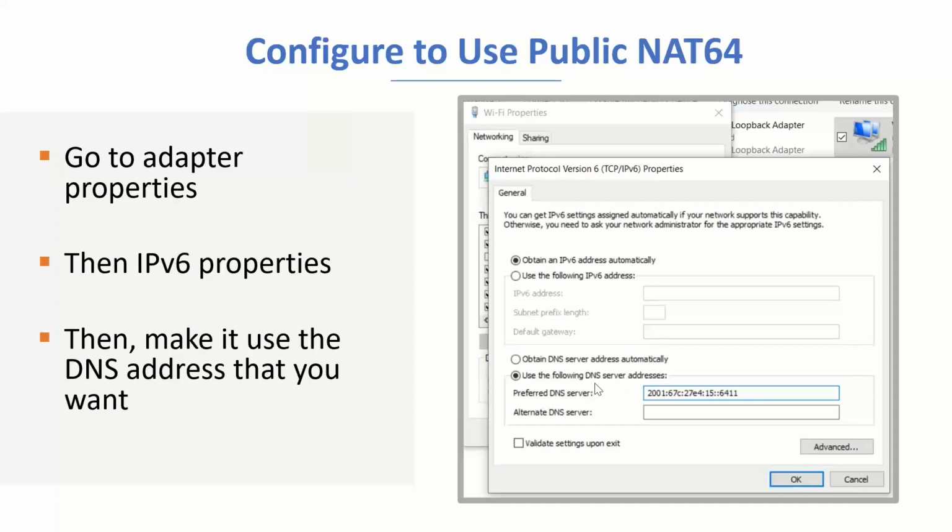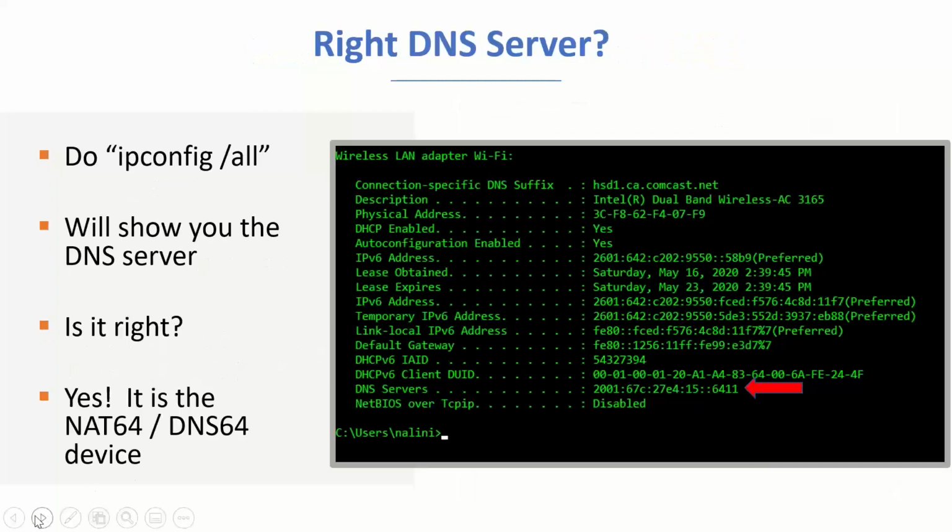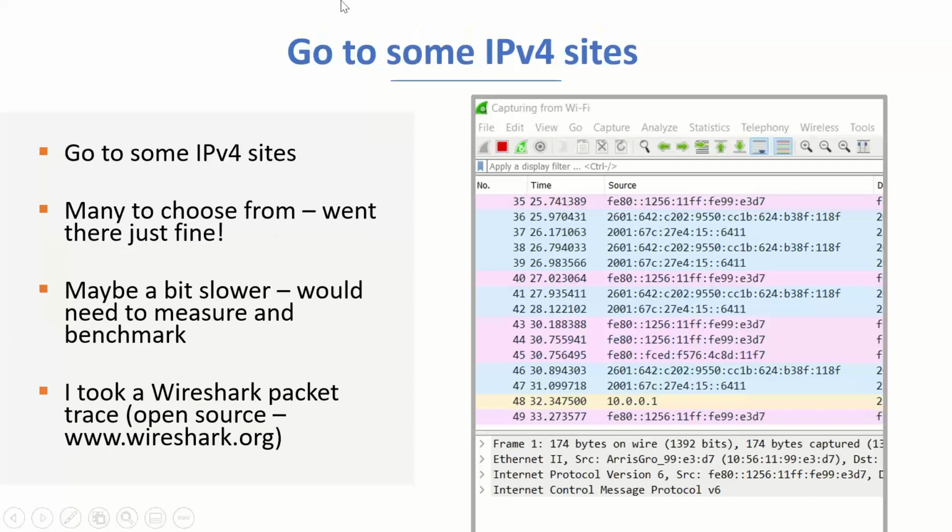I'm going to tell you, this is the DNS server that I want you to use. And so, okay, I did that. So now let me see, how am I going to know? I'm going to go ahead and do an ipconfig /all, and voila, yes, I am using the DNS server that I want to be using. Well, so far so good.